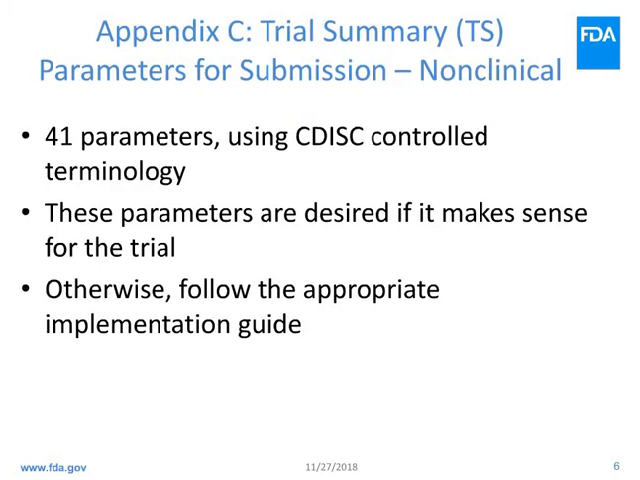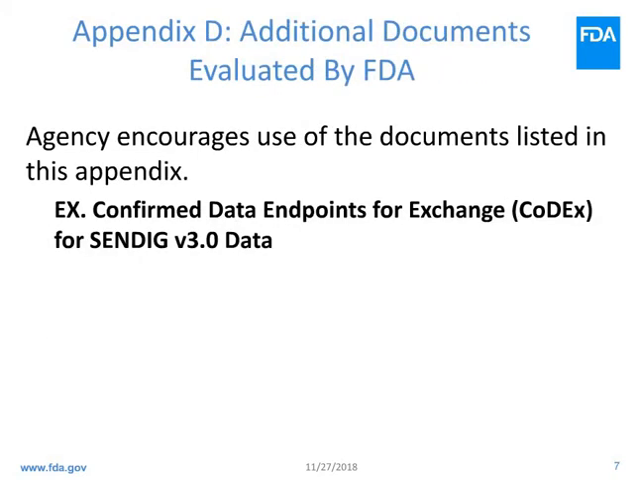Appendix C is much like Appendix B, only these are the parameters that we'd like to see for non-clinical. There are 41 parameters in this table. Each of these parameters already uses existing CDISC controlled terminology, and these parameters are also desired if it makes sense for your trial. So if these parameters apply to your trial, please populate that parameter and give a value for that parameter, and otherwise follow the appropriate implementation guide for your submission.